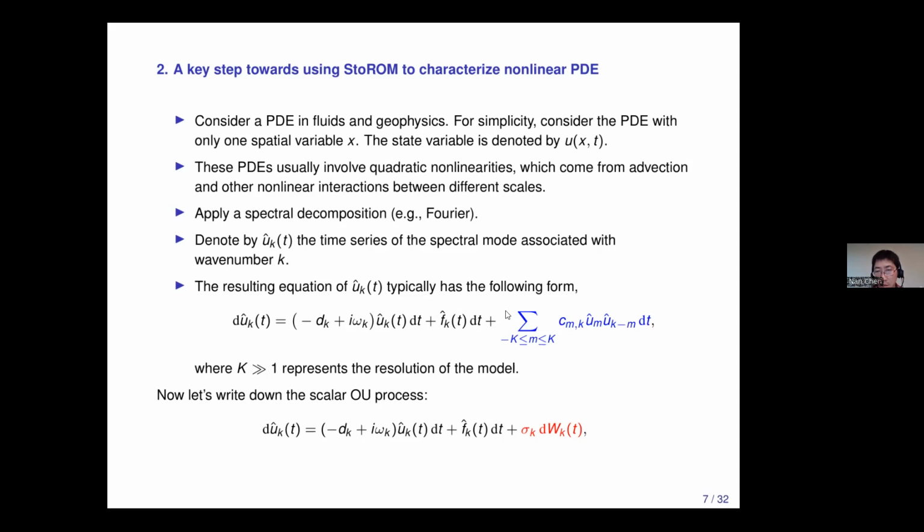But this part contains a lot of terms. It contains all these summations, and you also have to take the multiplications. The most expensive part of this equation will be this nonlinear part, right? So now let's try to revise this equation. We keep everything for the linear part, the damping, the phase term, the forcing term. But what if we replace this complicated nonlinearity by a single stochastic term, right?